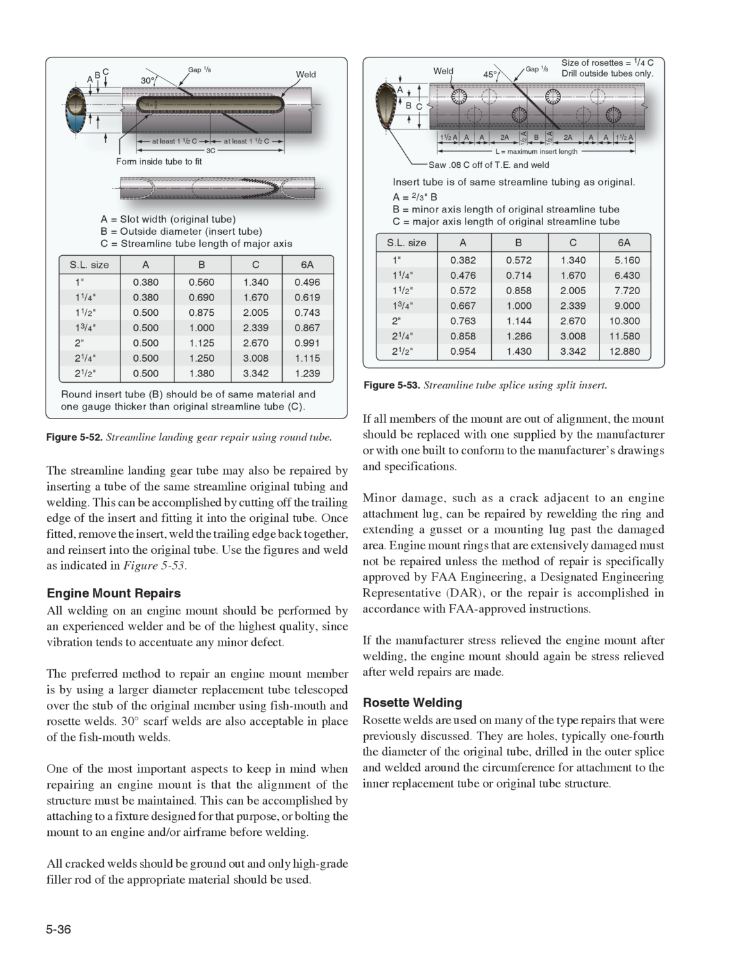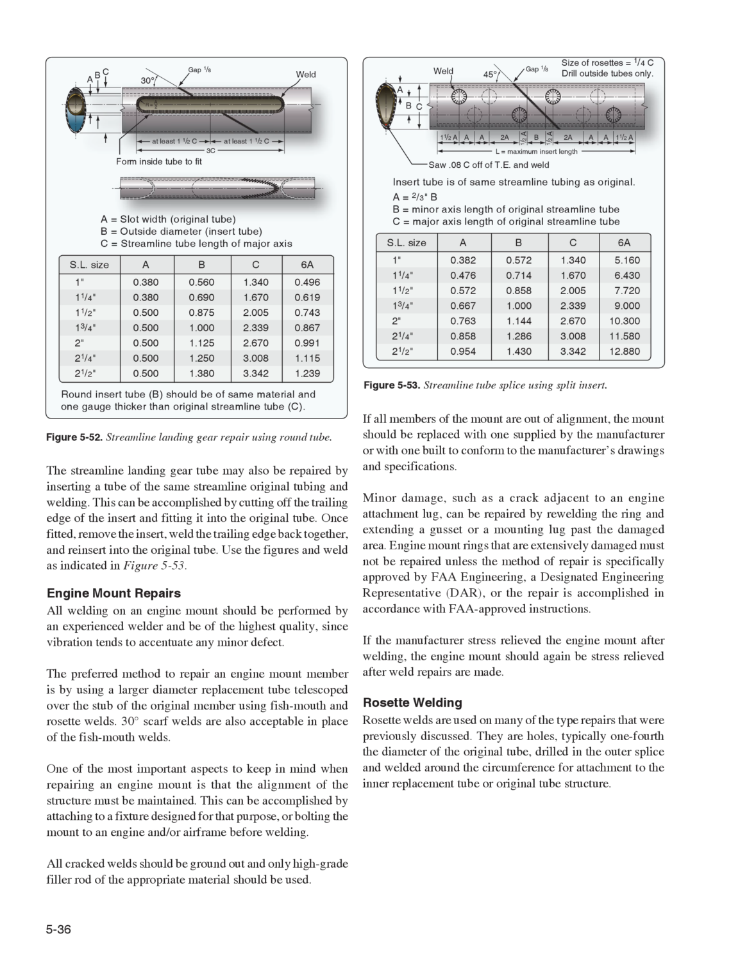Engine mount repairs. All welding on an engine mount should be performed by an experienced welder and be of the highest quality, since vibration tends to accentuate any minor defect. The preferred method to repair an engine mount member is by using a larger diameter replacement tube telescoped over the stub of the original member using fish mouth and rosette welds. 30° scarf welds are also acceptable in place of the fish mouth welds.